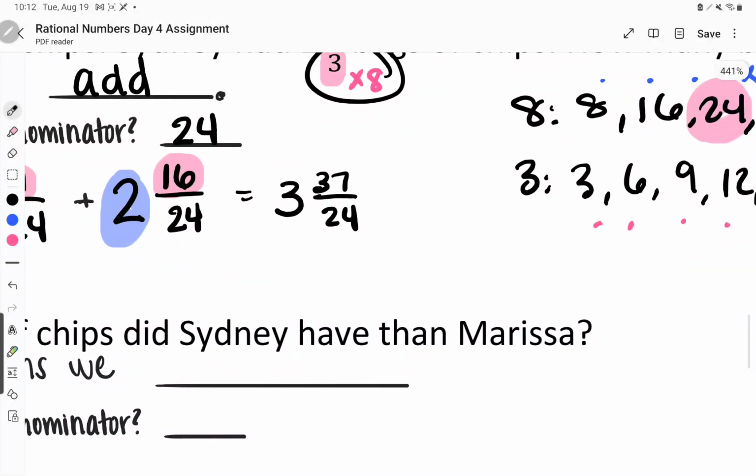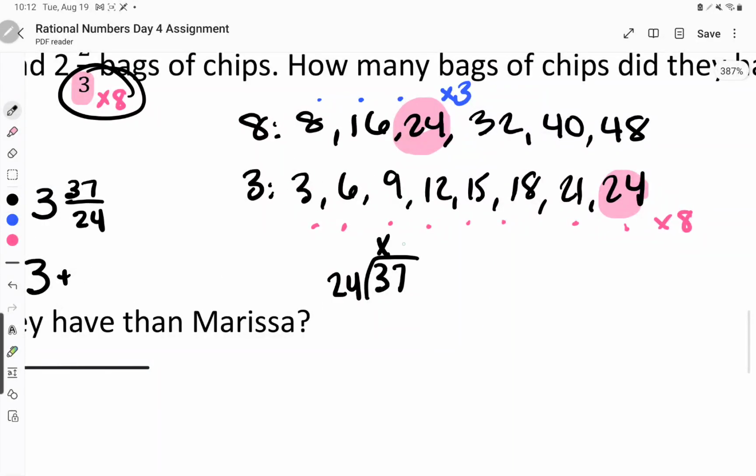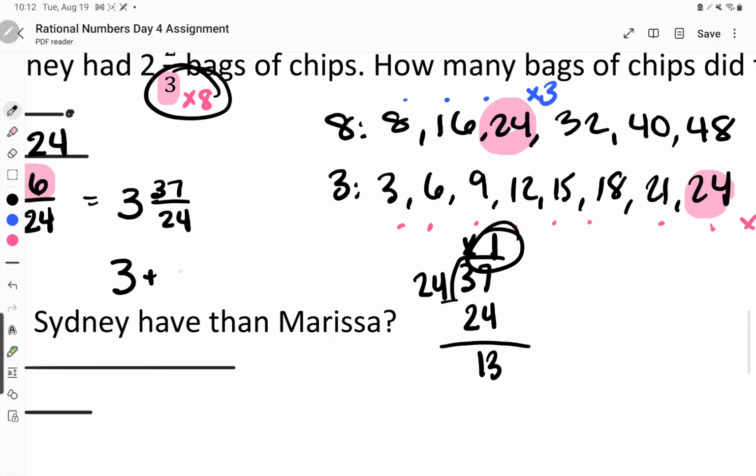Now, I have an improper fraction here. So what I'm going to have to do is keep my 3, and then figure out what this is as a mixed number by dividing it. So I would do 37 divided by 24. This goes into it once. 1 times 24 is 24. Subtract, and that gives me 13. So my whole number is the 1, and then I have a numerator of 13, and then a denominator of 24. Now I'll add 3 plus 1, which gives me 4, and then I have 13 over 24.